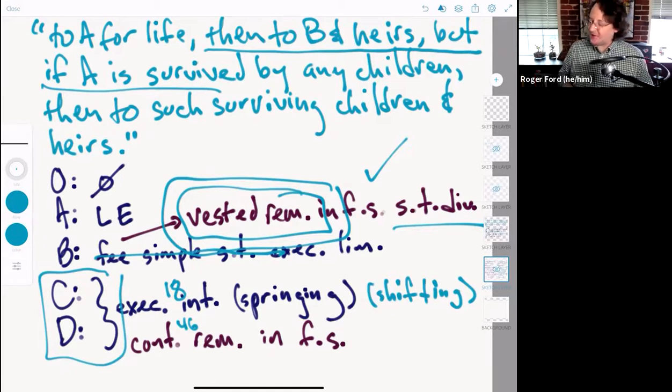Super quick last little problem. T devises $10,000 to my cousin Don Little if and when he survives his wife, which, this book needs to update its examples to be less sexist. But so what does Don Little at that point have?